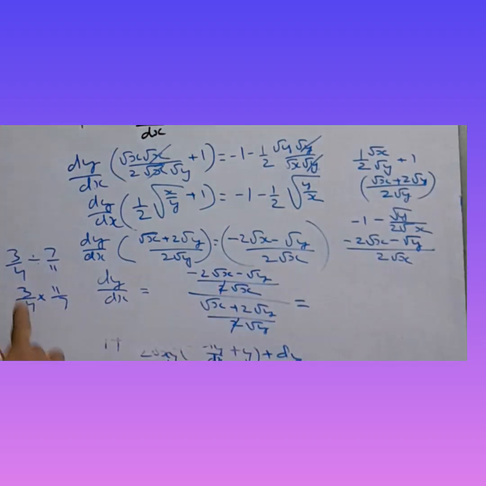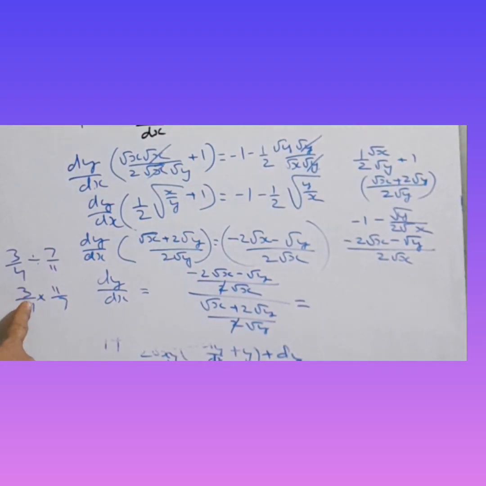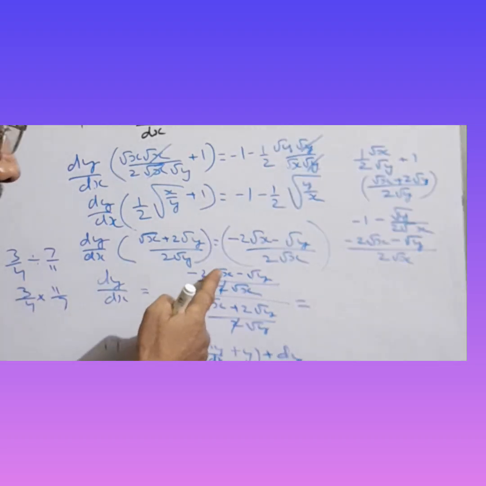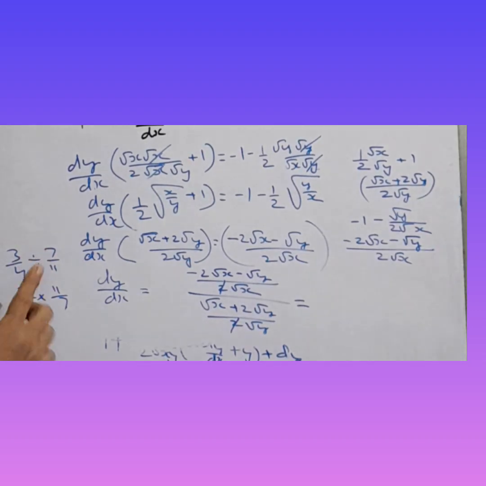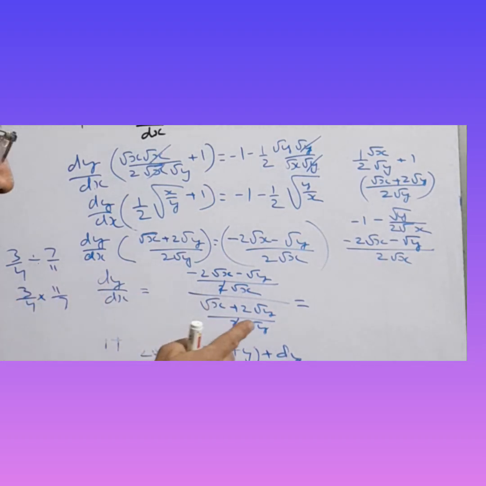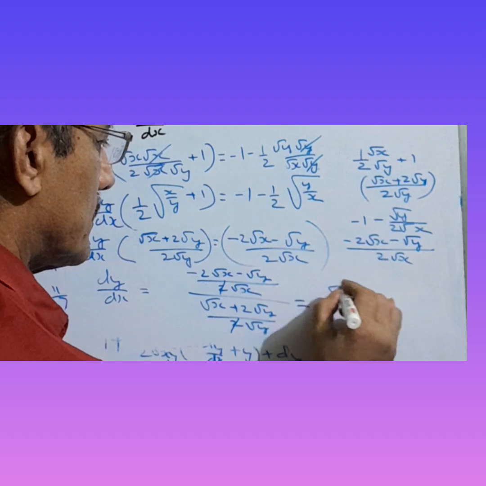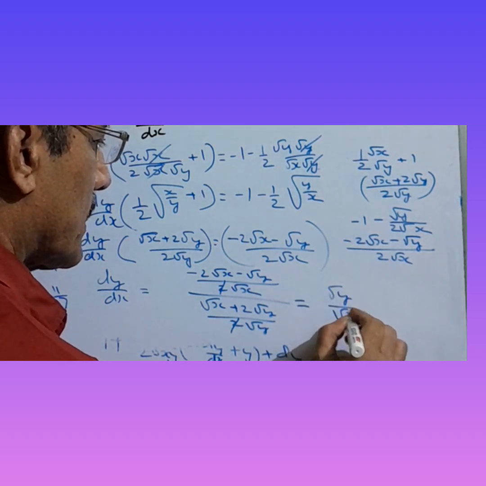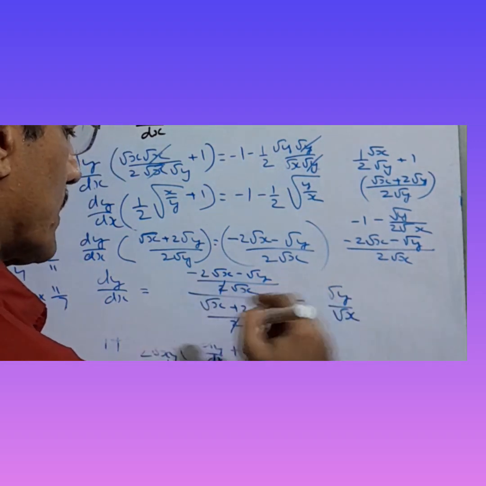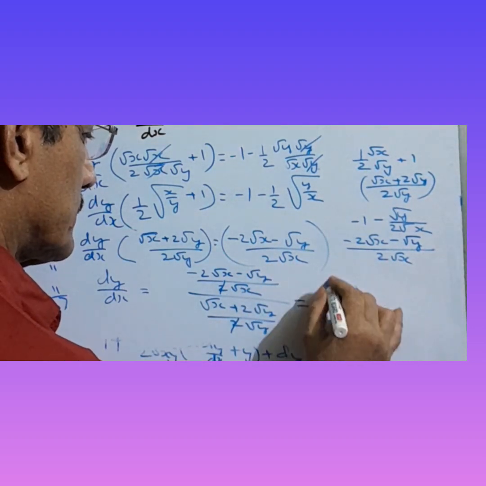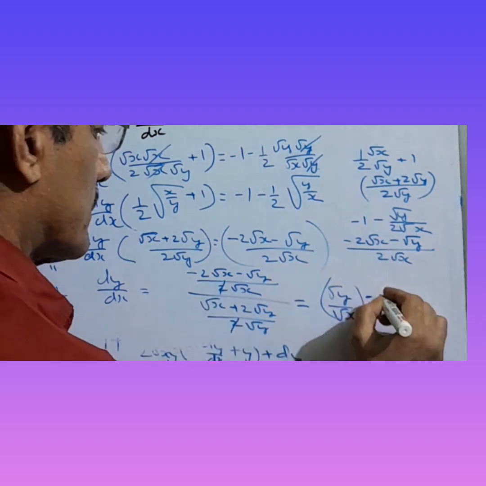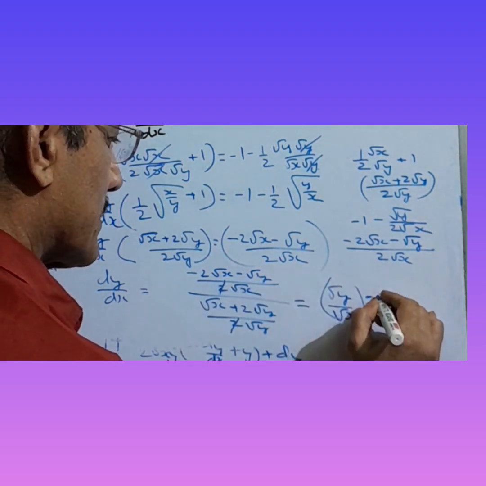What happens is, we know 3 by 4 divided by 7 by 11, it goes 3 by 4 into 11 by 7. So here 3 by 4, now here 3 by 4 and 7, so that gets toppled, right? It becomes 11 by 7. So it becomes like this, right? So what happens is, here root y goes up and root x comes down, and then we have got here, that is about this. Alright, done. And we have got here minus, this remains as it is, right?